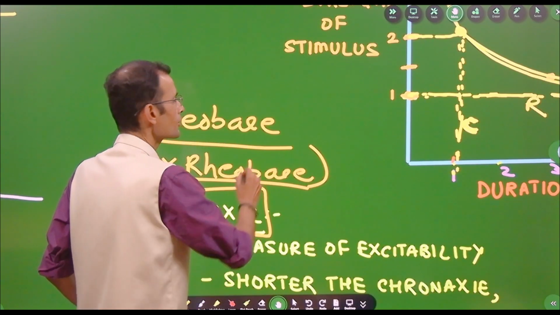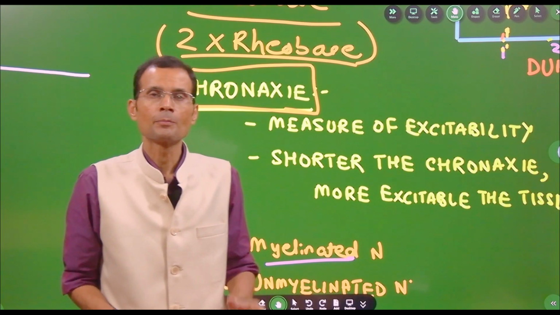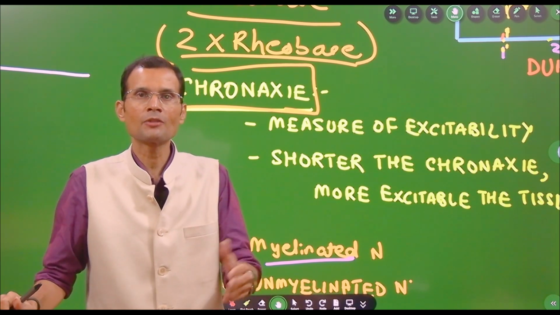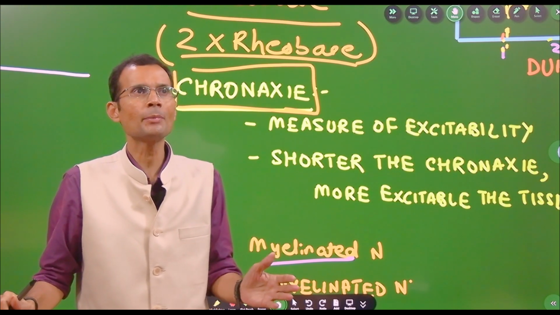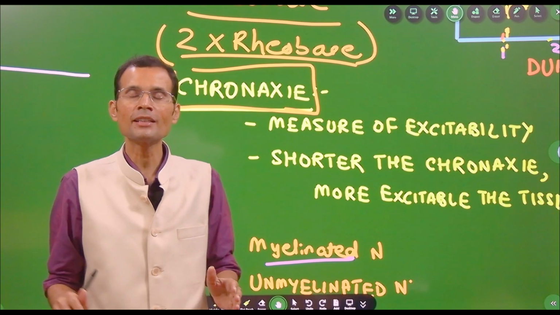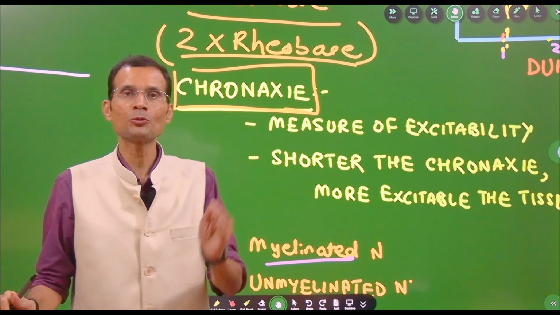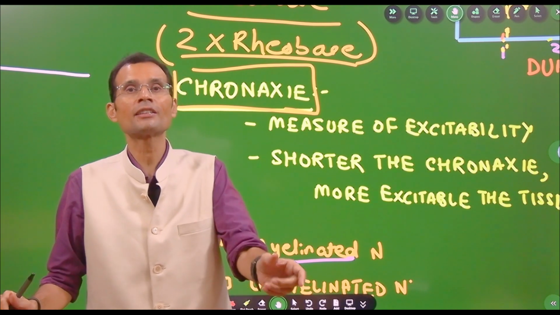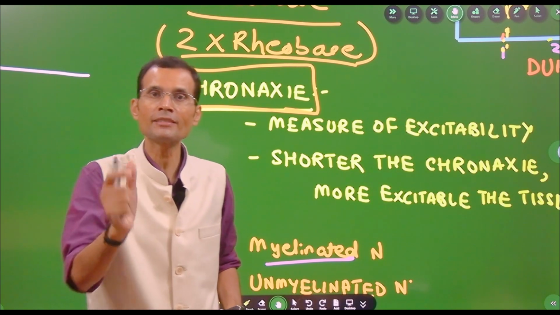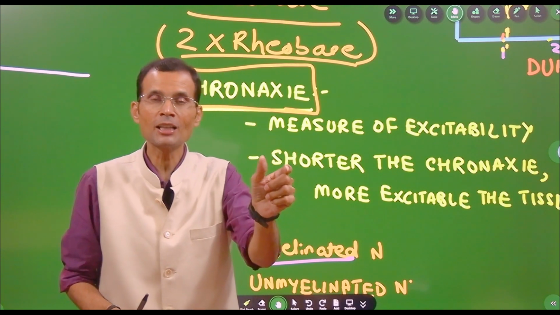Now let's talk about some theory part. Chronaxie, I just have to reiterate this. Whenever we ask definition, student says chronaxie means double the rheobase. That's a very loose talk. Chronaxie is not double the rheobase. Chronaxie is the time taken by the tissue to excite when the stimulus strength is double the rheobase. Rheobase is what? Strength, intensity of the stimulus. Chronaxie is what? Time taken by the tissue to excite.